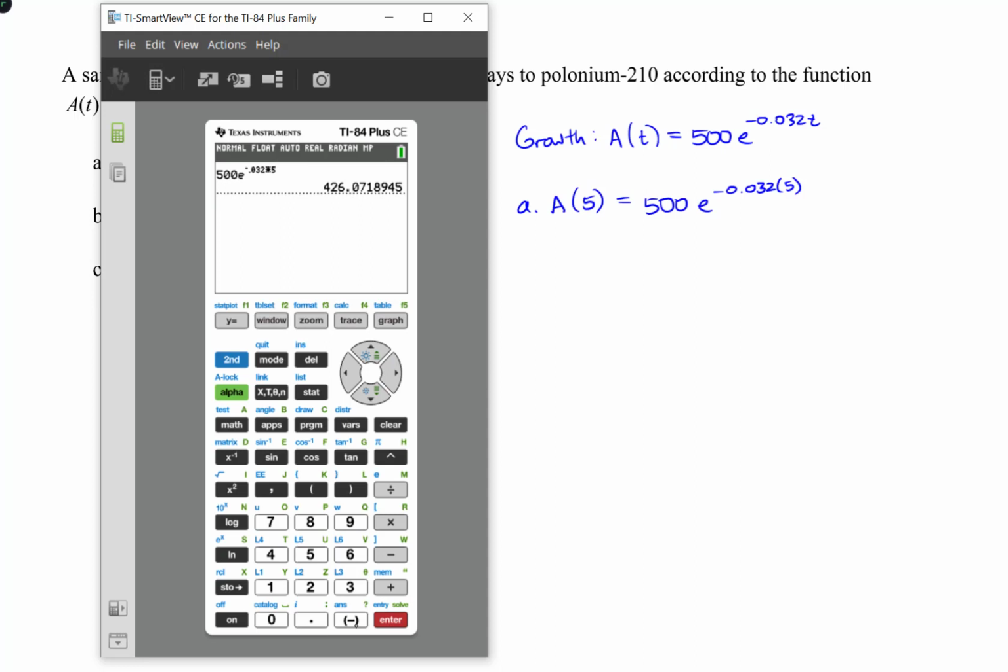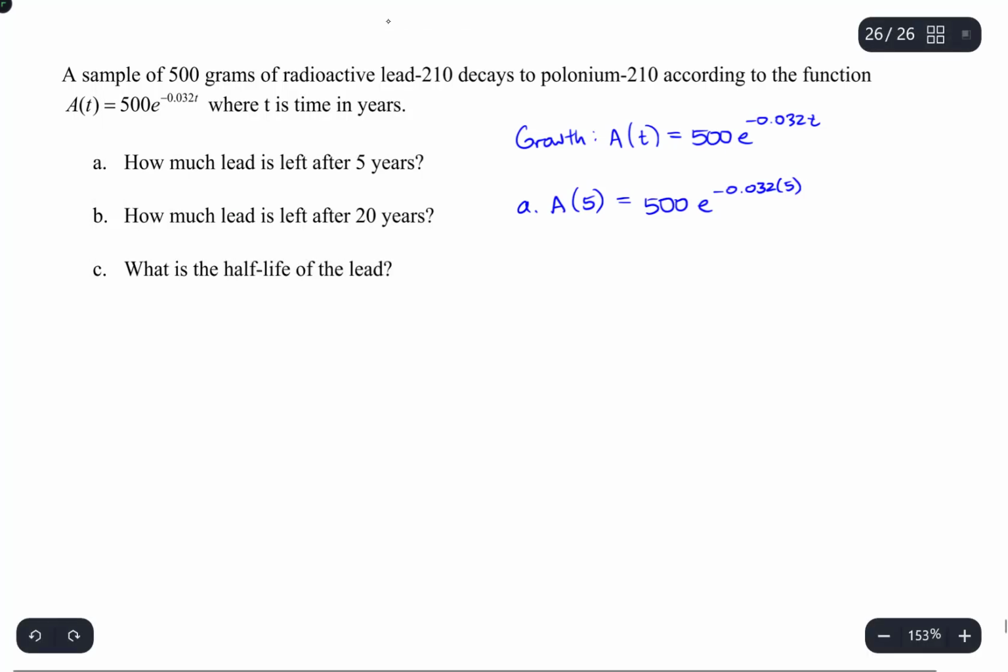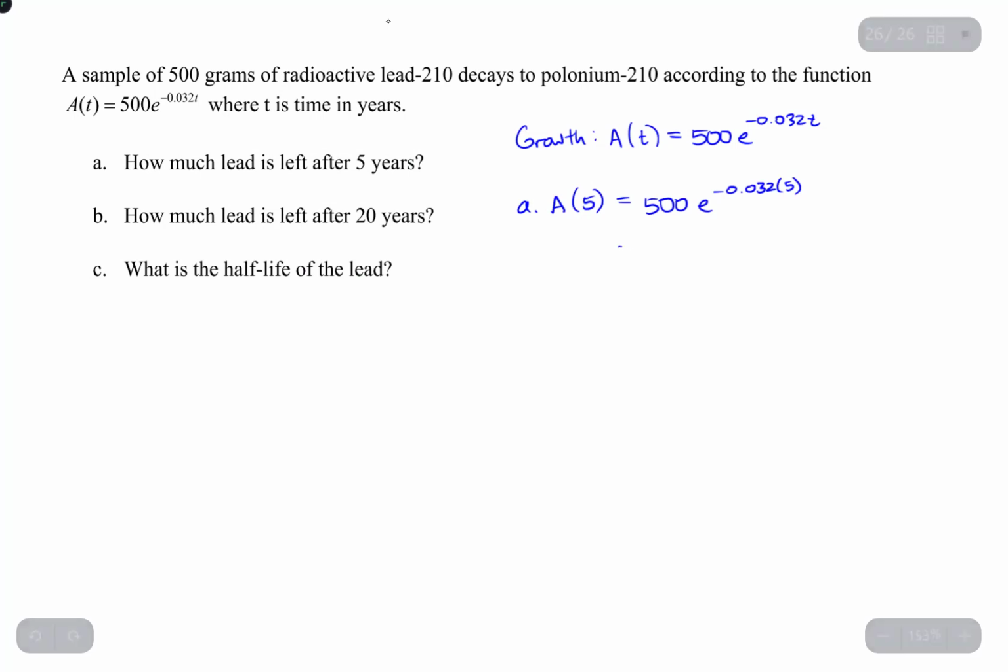and press enter. So that gives me 426.07 grams. Let's just round to 2 decimals. So 426.07 grams remain. This is decaying, so the amount of material is going away as time passes.